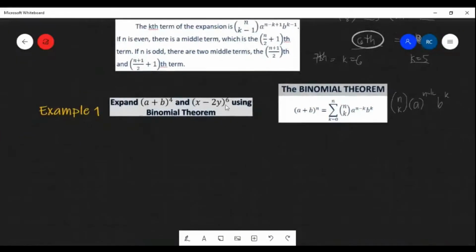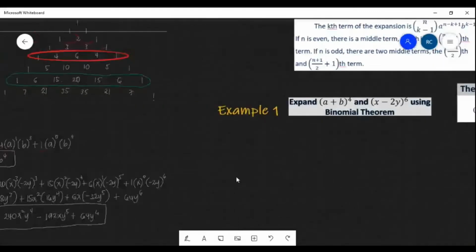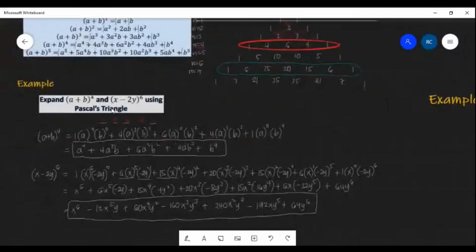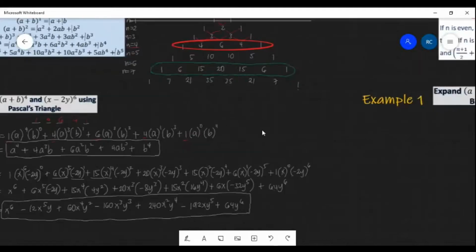Example number 1. Expand a plus b raised to 4 and x minus 2y raised to 6 using binomial theorem. Okay. Kung mapapansin nyo guys, etong problem na ito, I use it also dun sa Pascal triangle. You know, same sila, pero yung approach yung magkaiba. That's why, if you notice in the assignment, I use the terms Pascal triangle and binomial triangle. Pero parehas lang naman sila ng sagot, basically. Yung process lang yung magkaiba. Okay? Go back here.